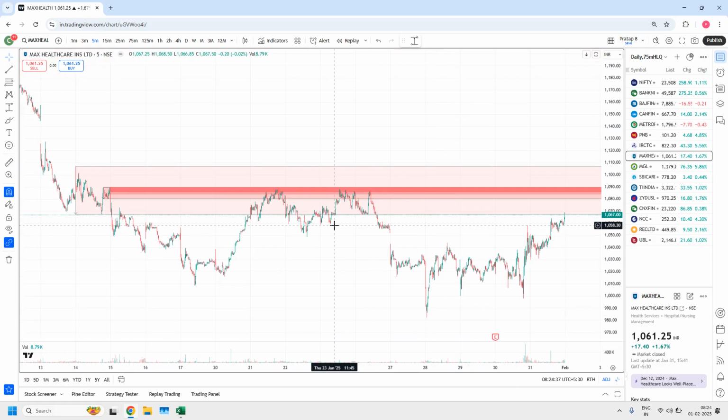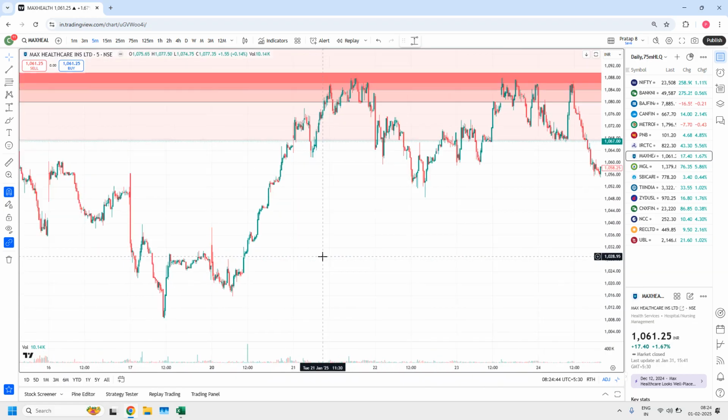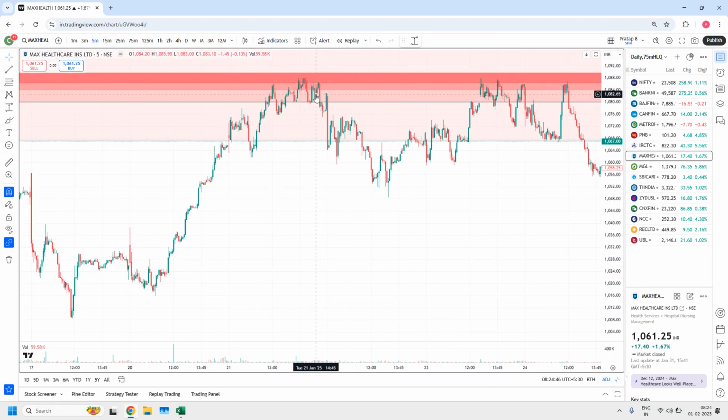You may ask a question. Suppose our software did not list this zone, but I identified this high liquidity zone. Prices came, can I take a trade? You can take, that is what I am telling. But don't expect 80% success rate.